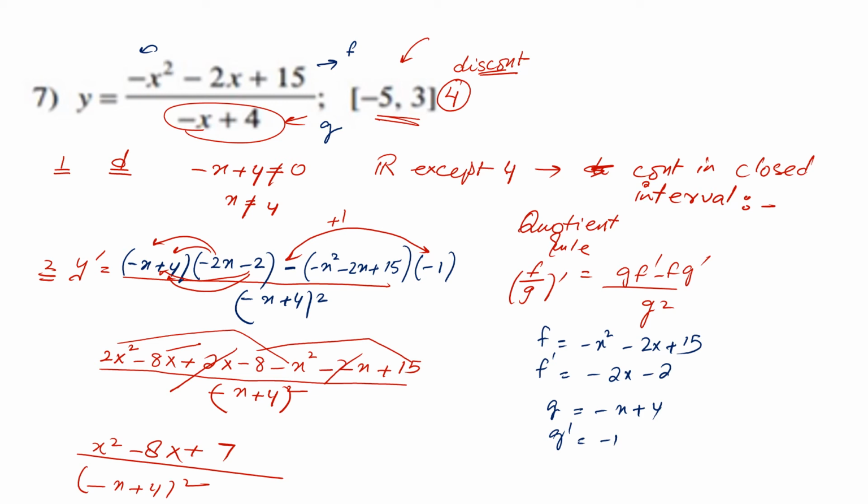Now take the domain of the first derivative. Again, the same thing, all real numbers except 4. So there is no change in the domain. Again, 4 is not found in the closed interval, so you can conclude that the function is differentiable.